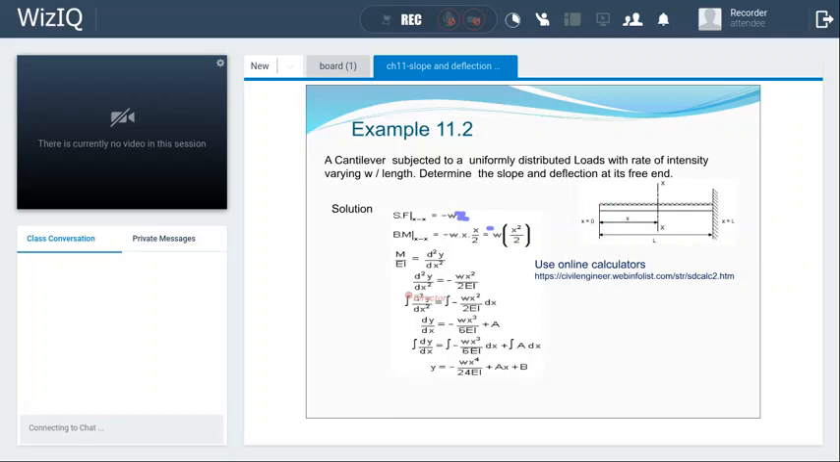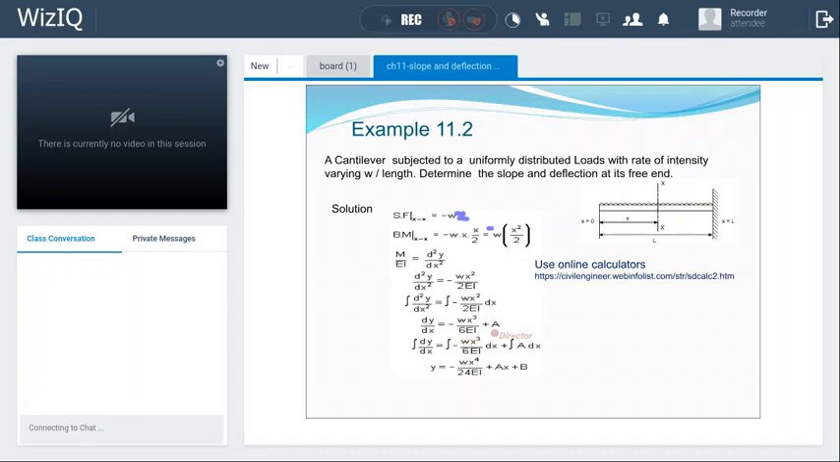When we integrate d2y by dx2, we will get dy by dx. And here W is constant, 2EI is constant. We can take it outside the integral, and we will be integrating only the term x square. On integration, x square will give you x cube by 3. So that 3 and this 2 will make it 6. So we get this value as Wx cube over 6EI, and a constant of integration.